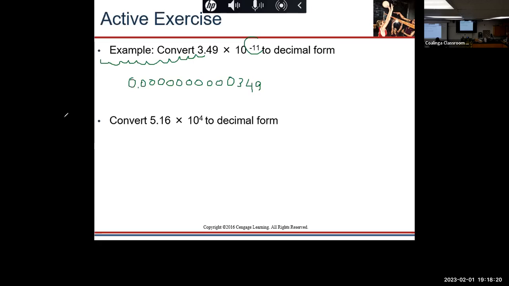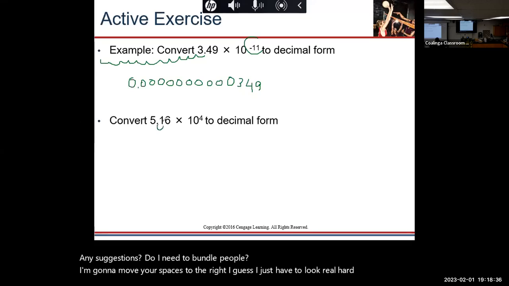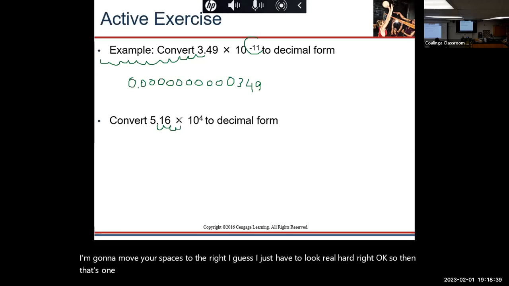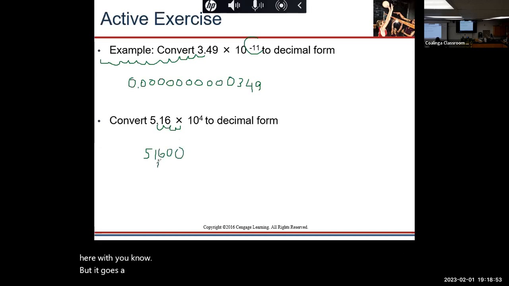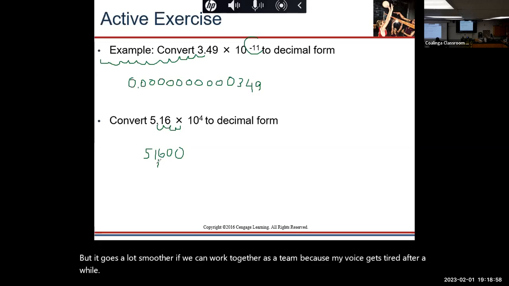Hey, don't everybody yell at me at once. Any suggestions? Do I need to voluntell people? I'm going to move it four spaces to the right. I guess I just have to look real hard, right? Okay, so then that's 1, 2, 3, 4. I know it's late and we're already drinking coffee. Yes, I'm right here with you. But it goes a lot smoother if we can work together as a team, because my voice gets tired after a while. Okay? Piece of cake.